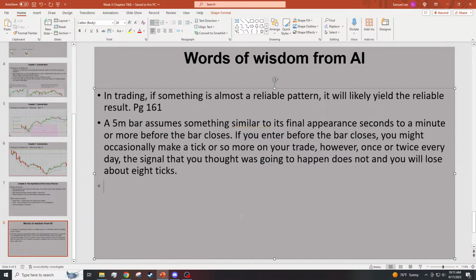In the Discord, I talk about how entries aren't super important. It's not that they're not important or that you can just enter willy-nilly. You can't. But is there really a difference if you get a 1 point worse entry, or even 2 points in some cases? Is there really a difference? No, I don't think it's enough of a difference. I don't think $50 per contract is enough of a difference to make on your P&L.